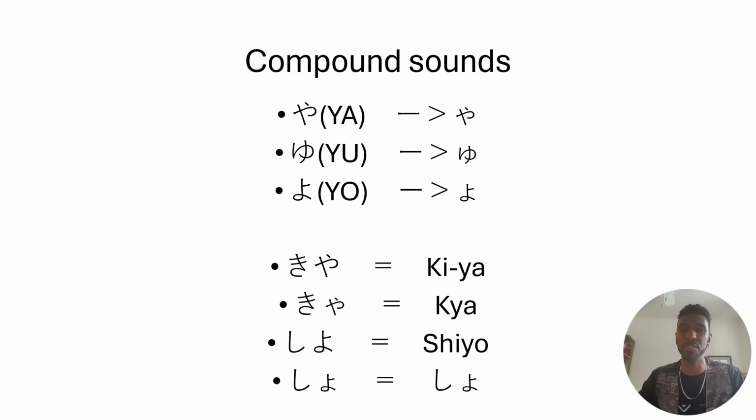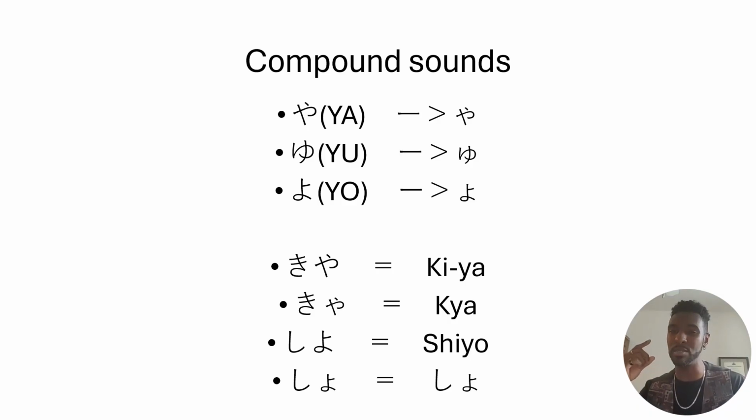Compound sounds. I'm moving through this fast because it's just review. I'm following up with another lecture right after this. So ya, yu, and yo, those ya sounds. If you write them smaller than normal, like half size, then you can connect them with another syllable to create a unique sound. So if I put ki and ya next to each other, it just sounds like ki ya. But if I make that ya small, instead of ki ya, it becomes kya. That's how you get those sounds.